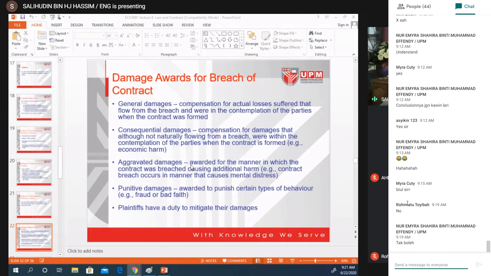So, what can be claimed in the contract for the breach of contract? The claim, when it is given, is called awards, damage awards. What can be claimed? First is general damage. General, what's general? Actual loss suffered. How much is the loss suffered?